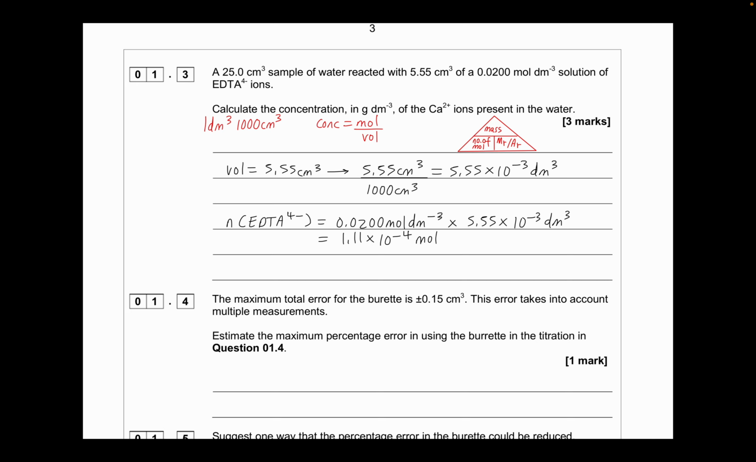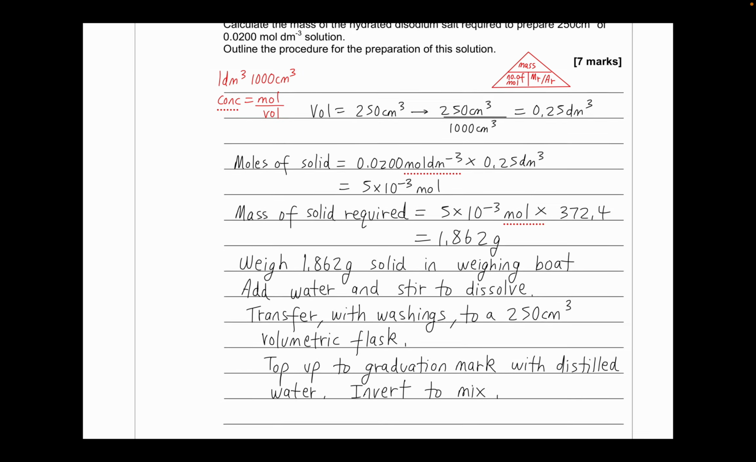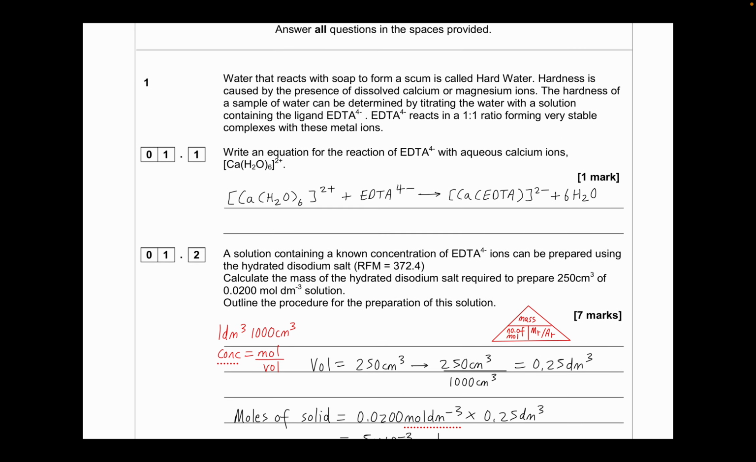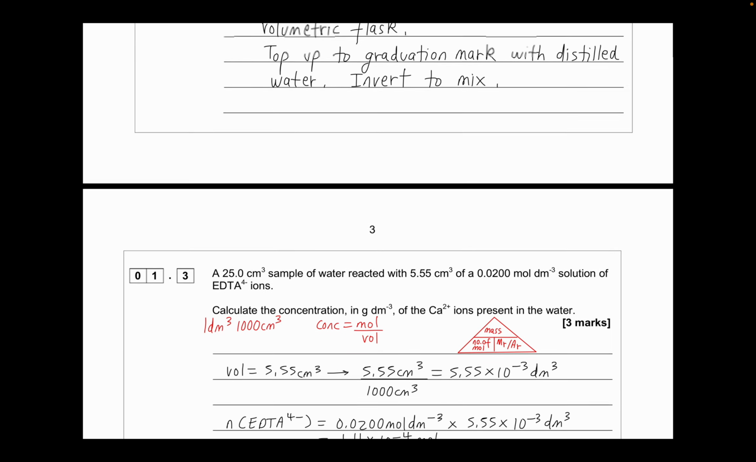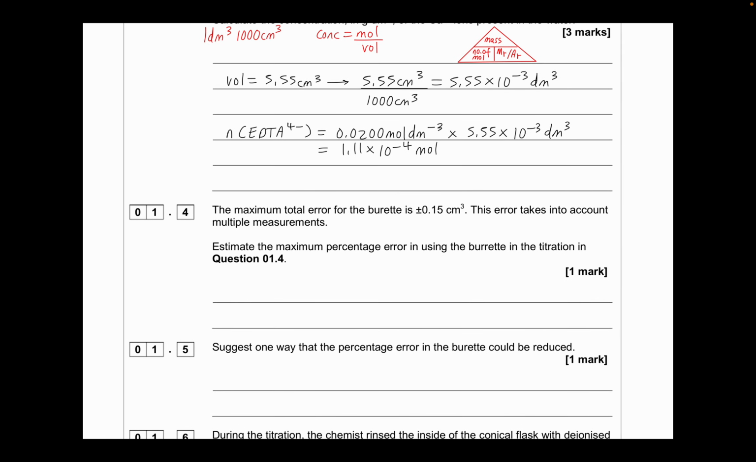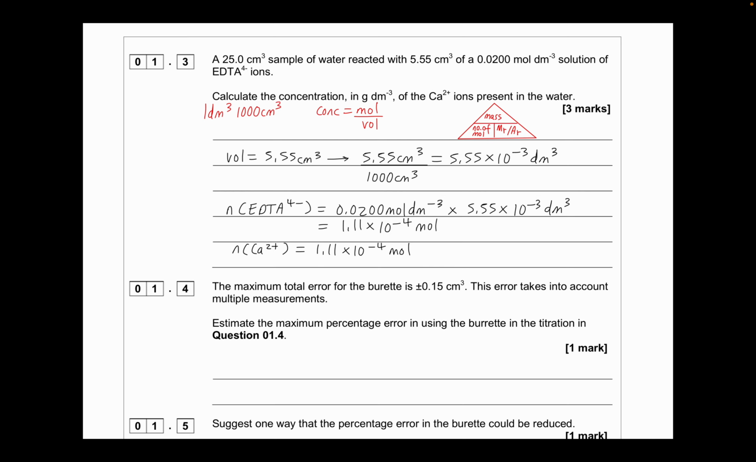Now you need to know the number of moles of calcium ions. Remember, this is a 1-to-1 ratio. How do you know this? Because they have given it to you from the start. EDTA reacts in a 1-to-1 ratio. If you look closely, it's a 1-to-1 ratio. So we know that the number of moles of calcium 2+ ions are also going to be 1.11 times 10 raised to the power of -4 moles. So now we know the number of moles of calcium ions. Now we can calculate the concentration of calcium.